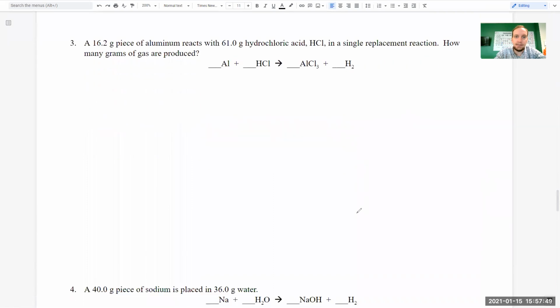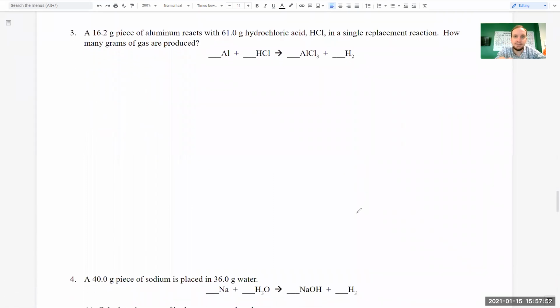Number 3, again, is going to be a little bit more advanced in that it is a mass to mass problem. A mass to mass, remember, is a 3-step. So what we need to do first is balance our chemical equation. I'm going to go ahead and put a 2 there, a 3 there.